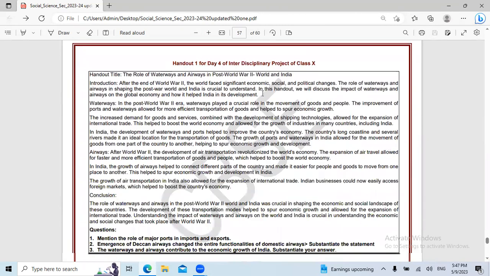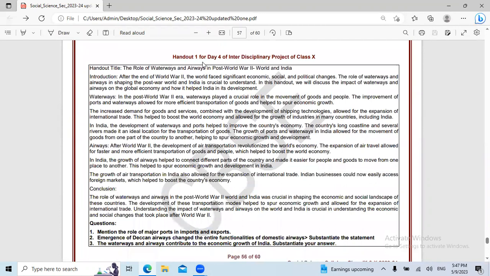Now, these are the handouts given for day 4 of the interdisciplinary project. The handout title is the role of waterways and the airways in the post-World War II world and India. The conclusion is what? The role of waterways and the airways in the post-World War II world and India was crucial in shaping the economic and the social landscape of these countries.